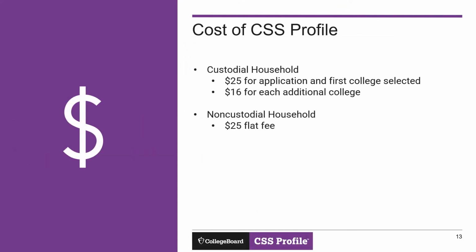For those that do not qualify for a fee waiver, the student in the custodial household's CSS Profile is $25 for the application for the first college selected, then $16 for each additional college selected. The non-custodial household's CSS Profile is $25, regardless of the number of colleges the student selects.